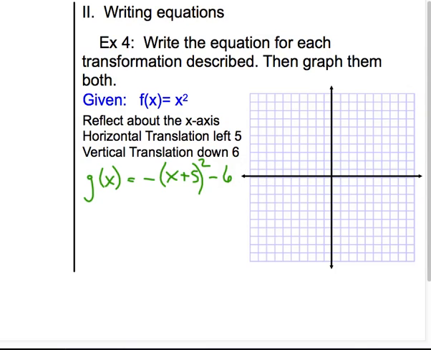So now we're going to graph this function. This is a shift, so I like to just think about the parent function in my head. If you need to write down those ordered pairs, you can do that. But our new vertex is left 5, down 6. So I'm going to plot that ordered pair first.